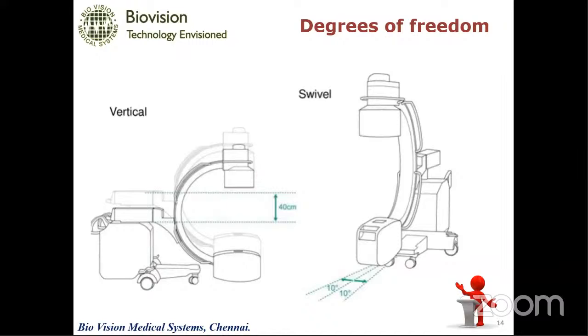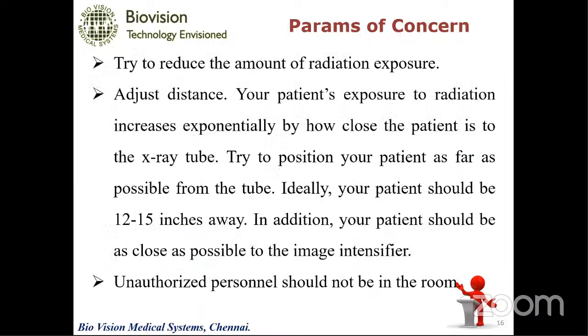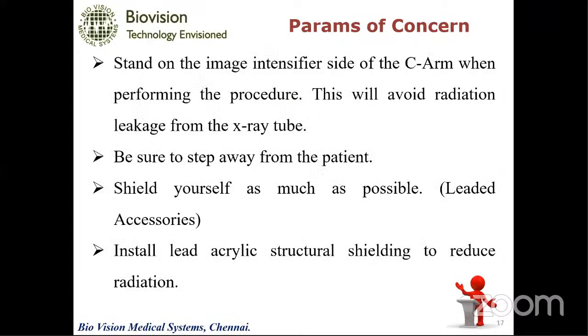That is very important, which can be done by any technician. So, parameters of concern: you will have to reduce the amount of exposure to radiation and adjust the distance so that both the patient as well as the technician are getting less radiation. Ideally, the patient should be placed 12 to 15 inches away from the source. So we are placing the patient as close as possible to the image intensifier, and only whoever is authorized should be allowed inside the room.